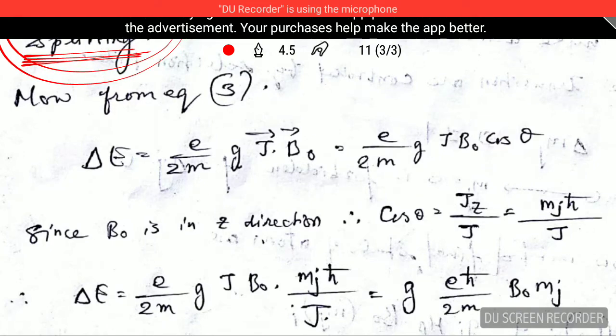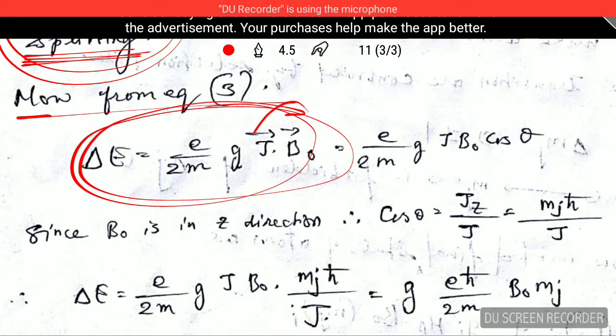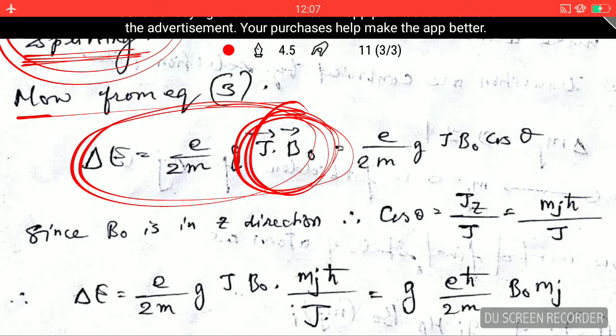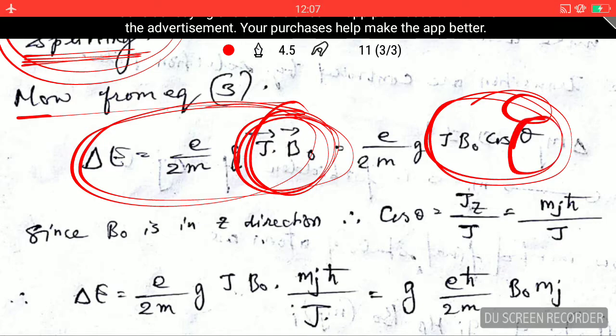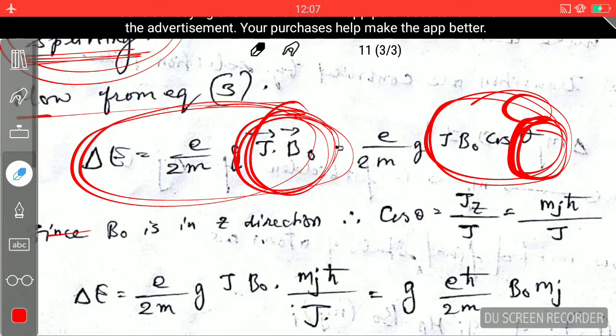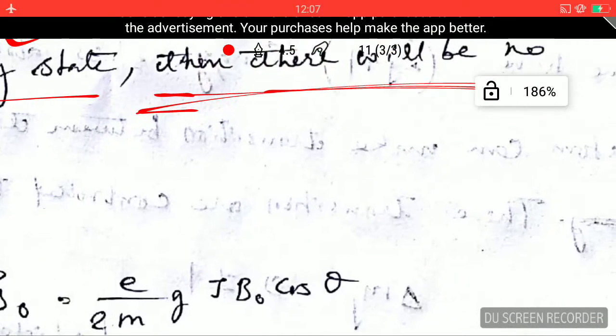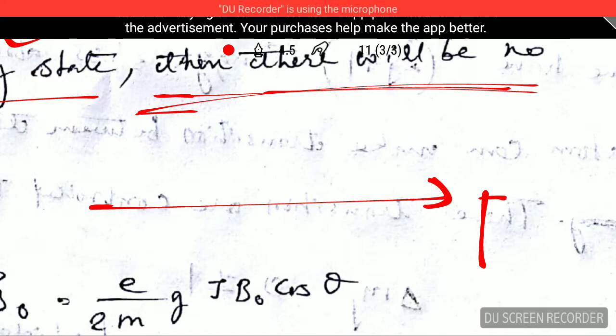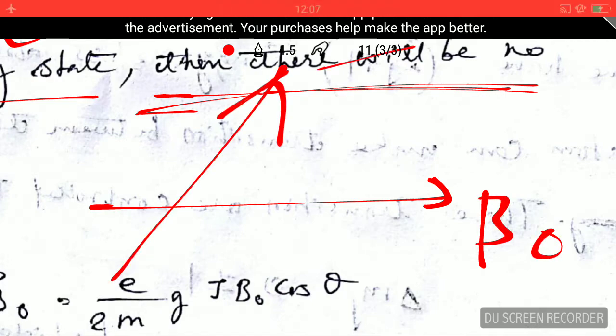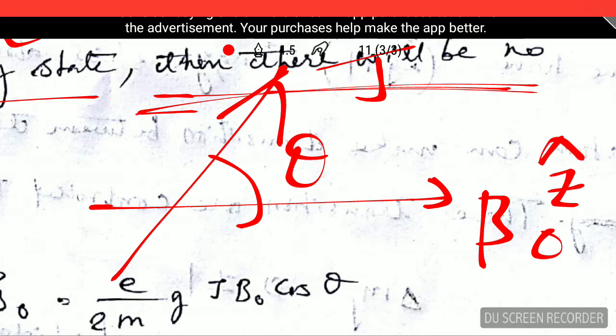Now from equation number 3, we have the interaction energy, and there you can see that at this point there is the dot product between J and B naught, and that dot product can be written like this. And here you can see that there is an angle theta. What is angle theta? Theta is the angle between B0 and J, and the direction of B0 is along the Z axis.